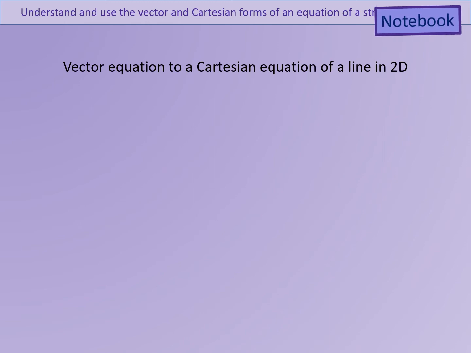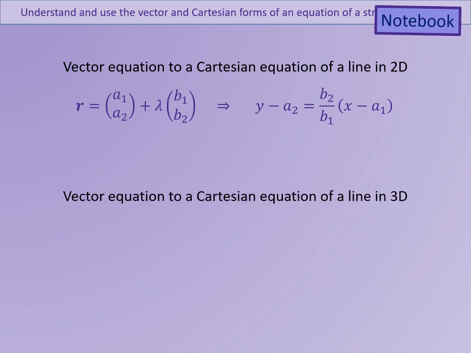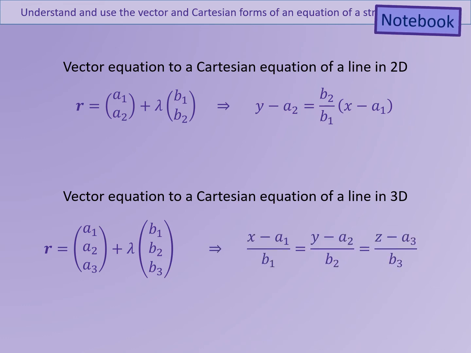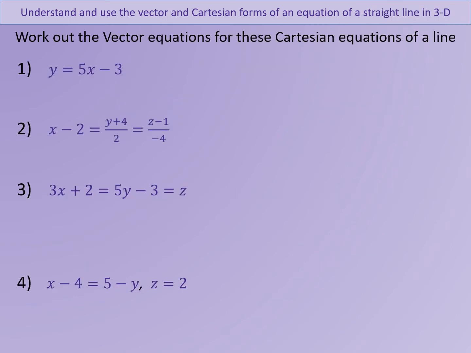So to summarise the 2-dimensional version, the vector equation is given here, and this can be rearranged into a Cartesian equation, and in 3D the vector equation is here and the general Cartesian equation is here. For each of these Cartesian equations of a line, write down the vector equation.